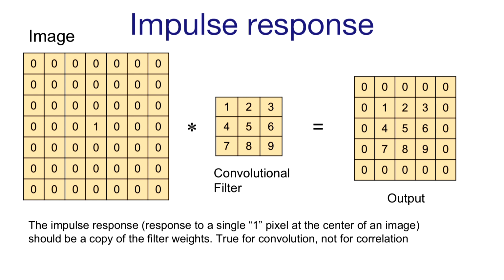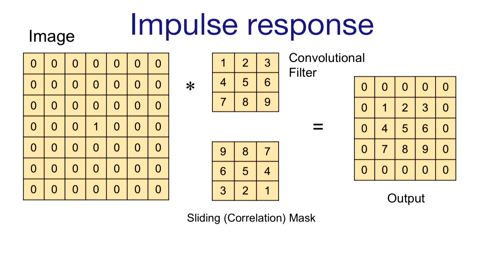So one way, if you want to check what you have, you can try filtering: set it up with this filter and that kind of filter and then an image to see what it does. Okay. Yeah, and so you would also get that result if you had that kind of correlation mask.